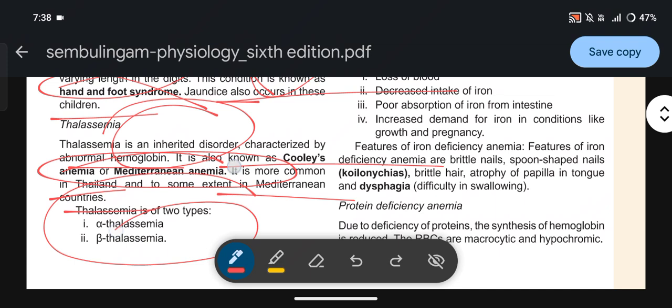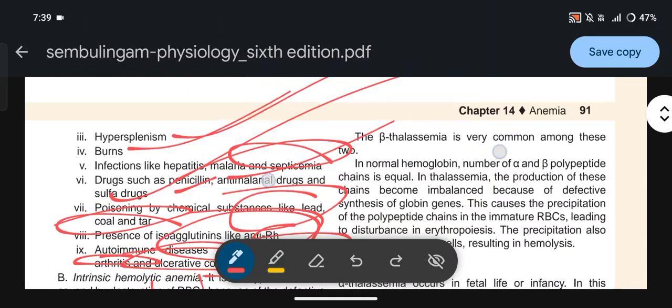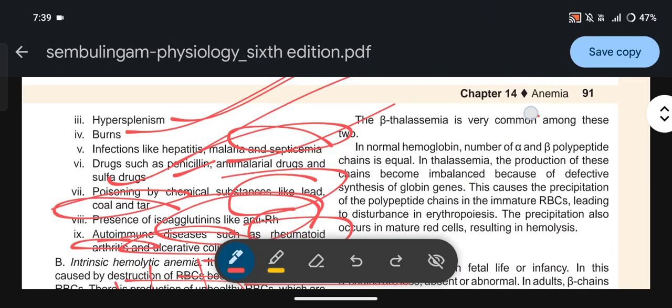Thalassemia is of two types: one is alpha thalassemia and one is beta thalassemia. Beta thalassemia is very common among these two.